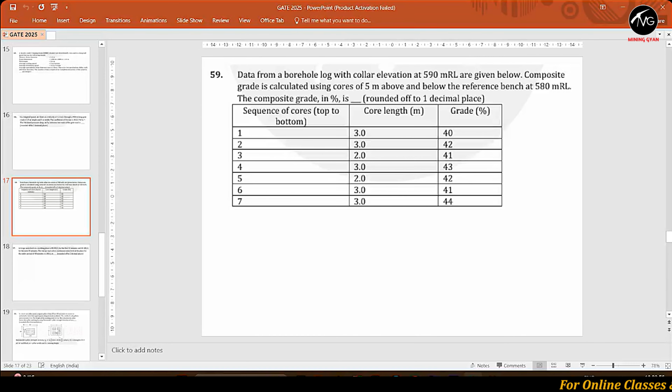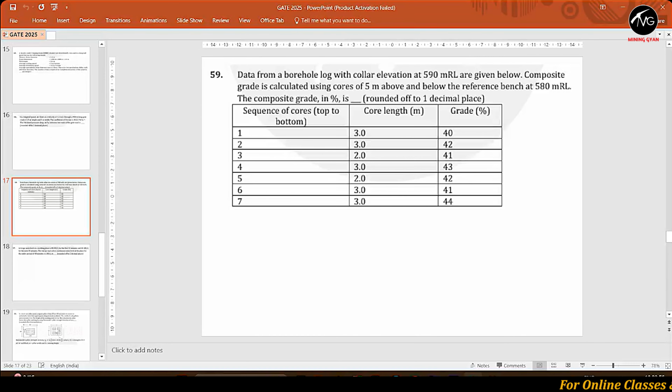So this level, this level is of the 580 meter RL. So the length above is 2 meter, length below is 1 meter. Okay, now we have to find the composite grade for a length above 5 meter and 5 meter below.